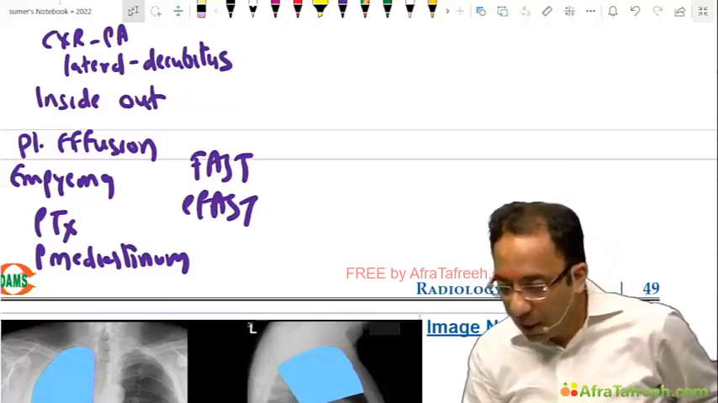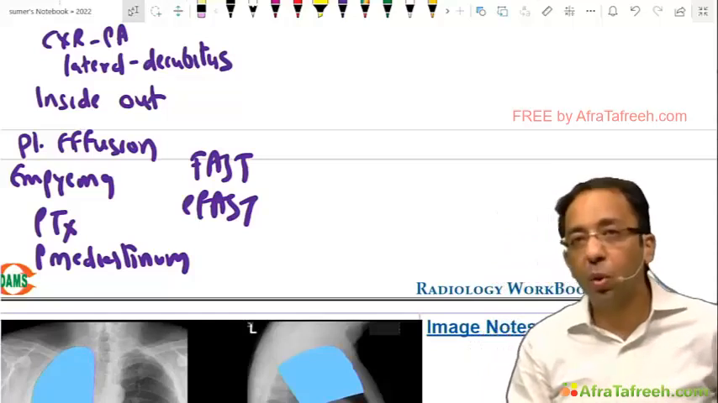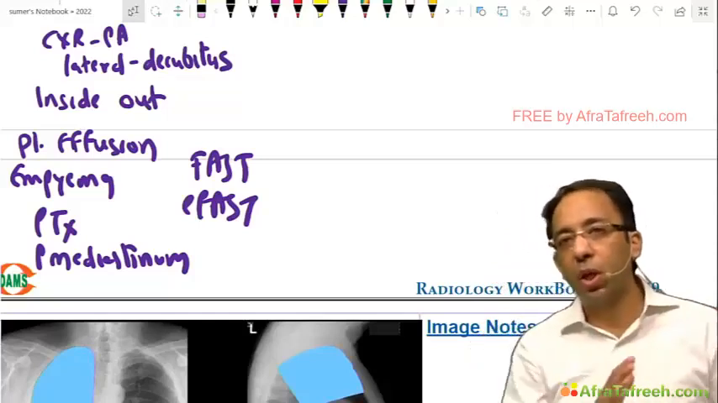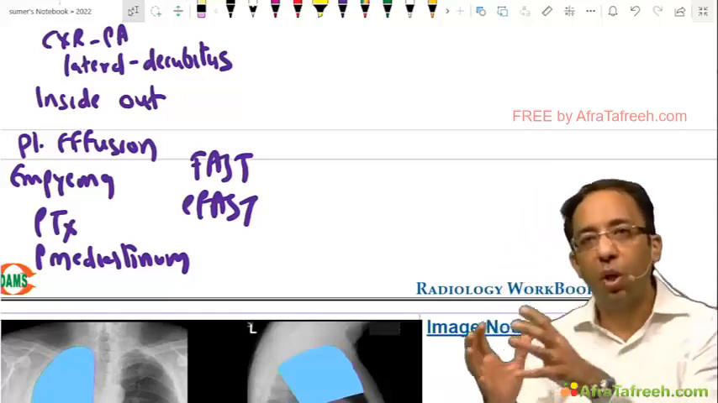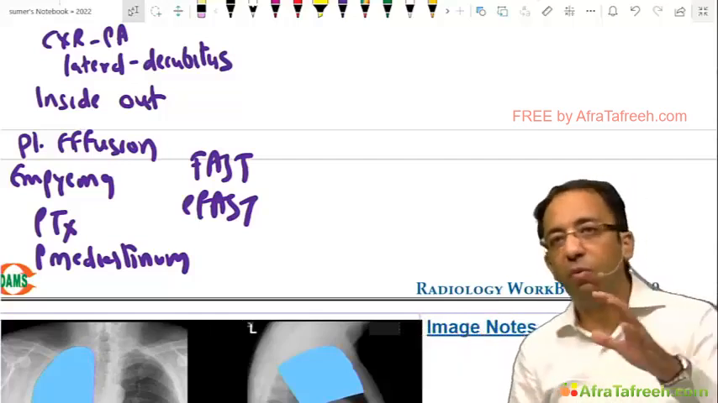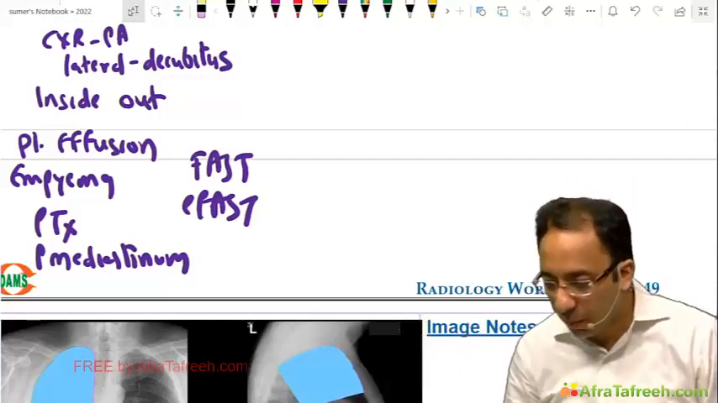And one student is saying that barcode is not seen in pleural effusion either. Barcode is seen in pneumothorax. In pleural effusion, you will see fluid. Fluid will appear different from air on ultrasound. We will talk about that when we talk about ultrasound.